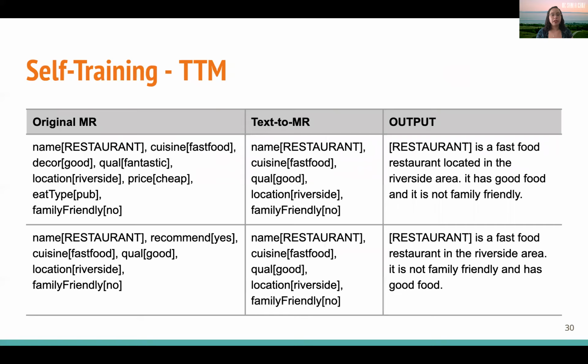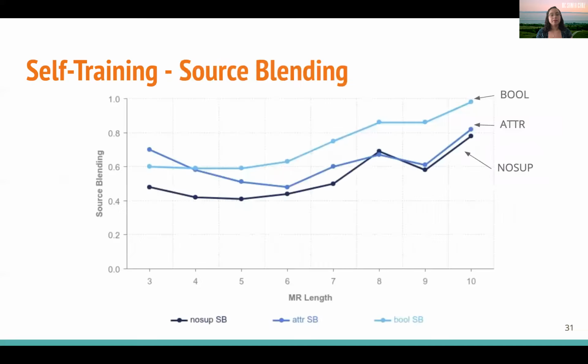As we showed earlier, by taking an original MR and an output, we can generate a fixed MR, which is shown here as the text-to-MR, that has the corrected attributes and values, and therefore can be considered perfect. But we don't just need perfect outputs, we need ones that combine attributes from both sources. We define a new metric, source blending, that counts the number of combined outputs.